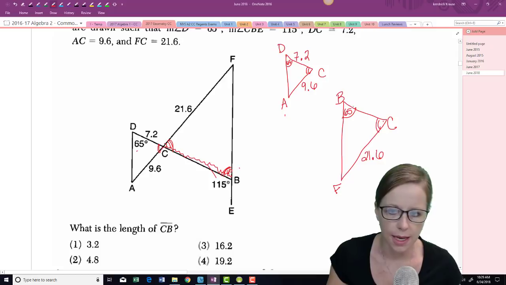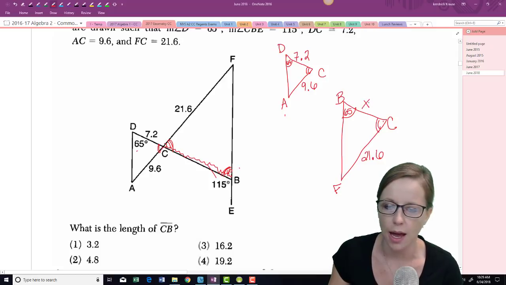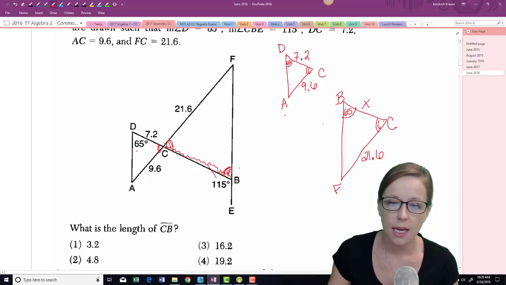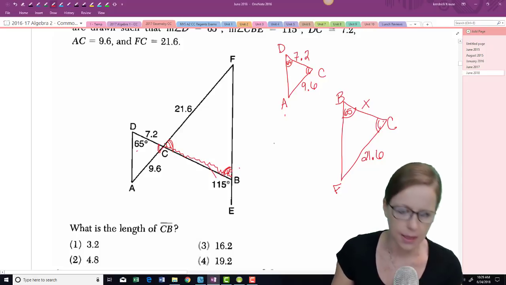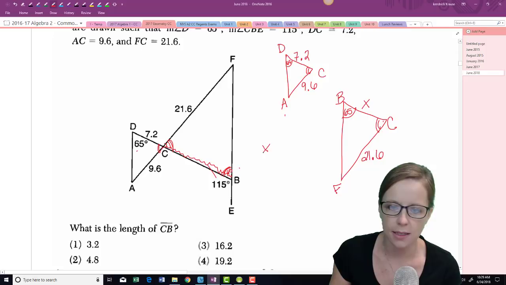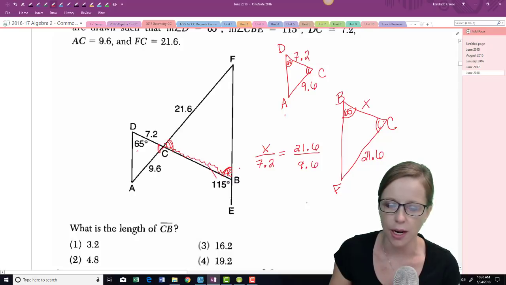We want to know the length of C to B. So I'm going to call that X, which is your favorite thing to call things. And now I just have to set up a proportion. So I'm going to say, I made this easier for myself. I'm finding X, and that matches with 7.2 in the other triangle, is equal to 21.6 for my big triangle, which matches with 9.6 for my small triangle.